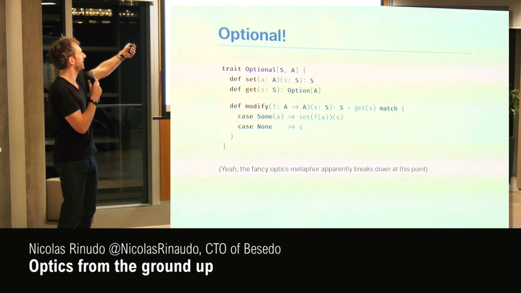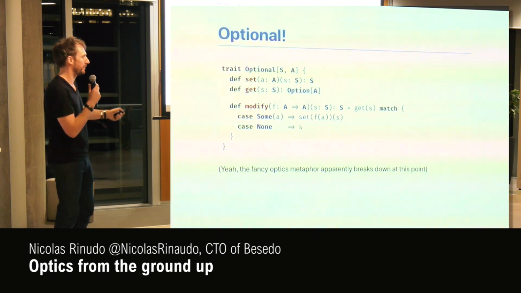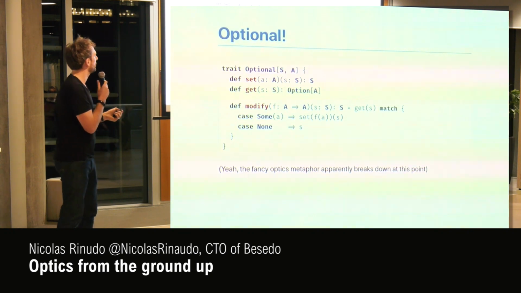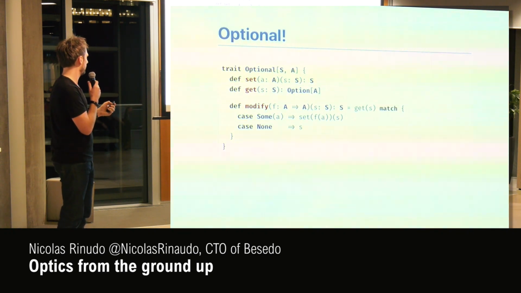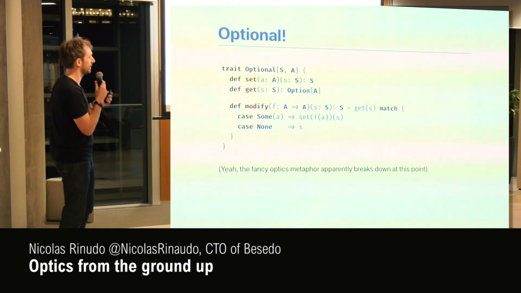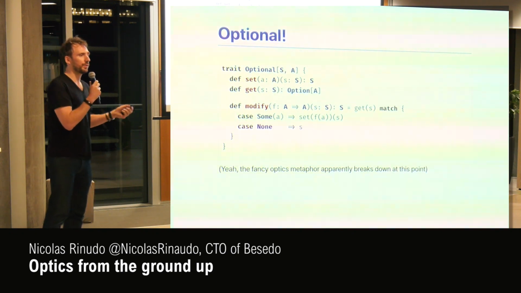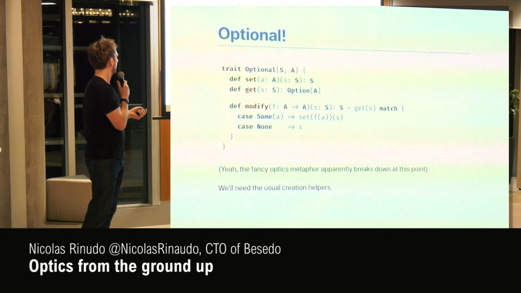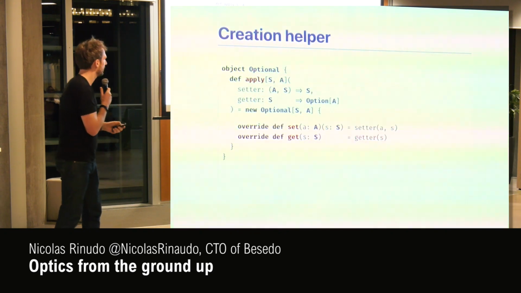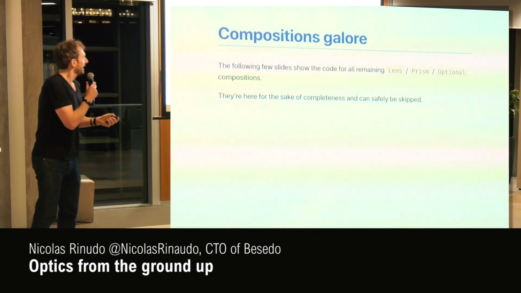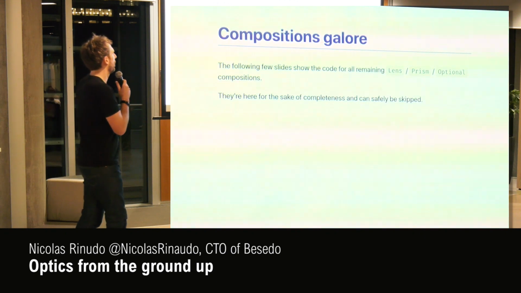So optional is fine because we get the idea that there's something optional in there, but the names are just all wrong. But the optional here, it's basically the getter part of a prism, and the setter part of a lens. It's just a mix of the two. It allows you to maybe work with a value. And we need the usual creation helpers, not going to waste any time on that slide because we've done that twice before. And now we're going to compose all of them together.